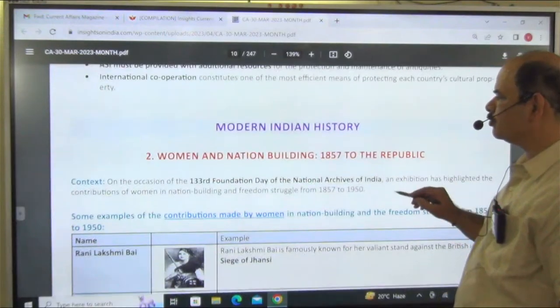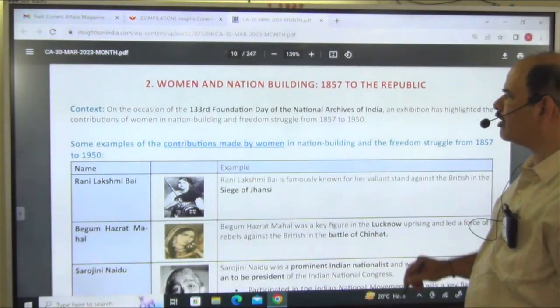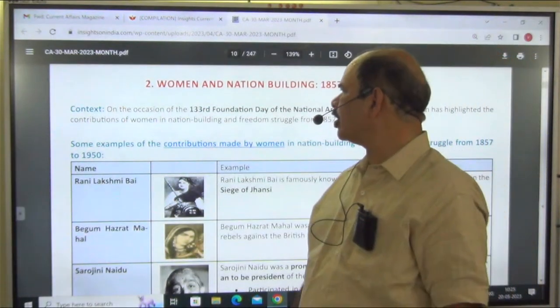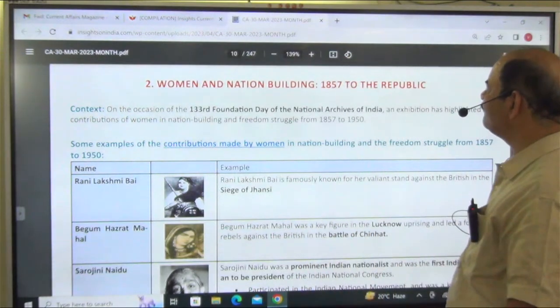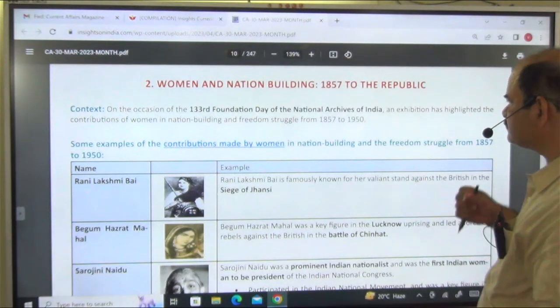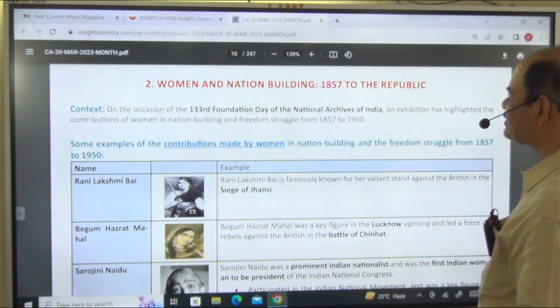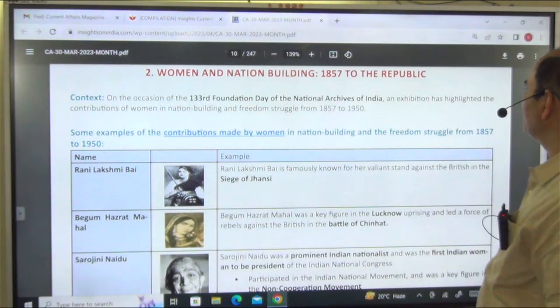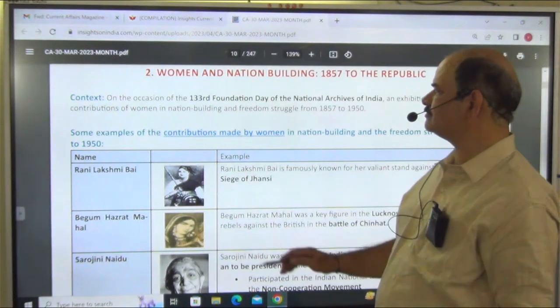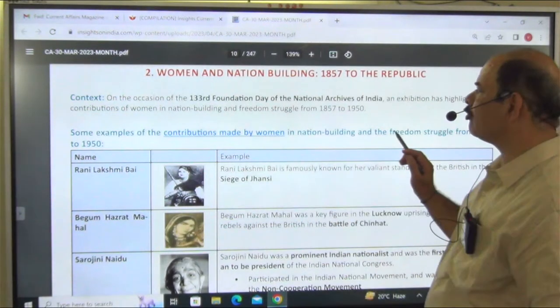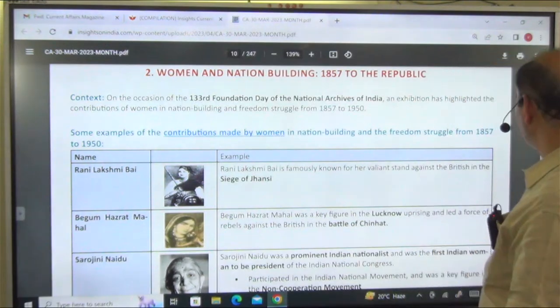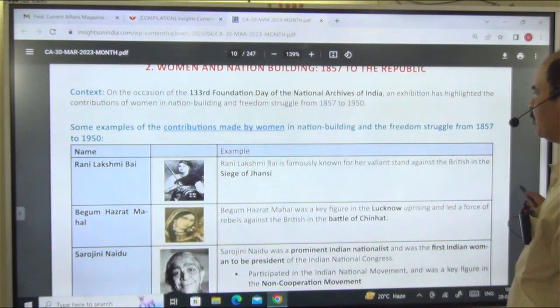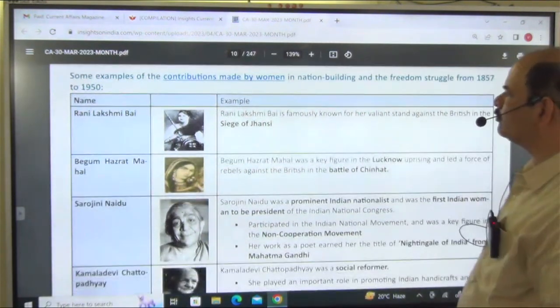Now, a few points with regard to Women and Nation Building, 1857 to the Republic. On the occasion of the 133rd Foundation Day of the National Archives of India, an exhibition has highlighted the contributions of women in nation building and the freedom struggle from 1857 to 1950. Of course, we know these people.